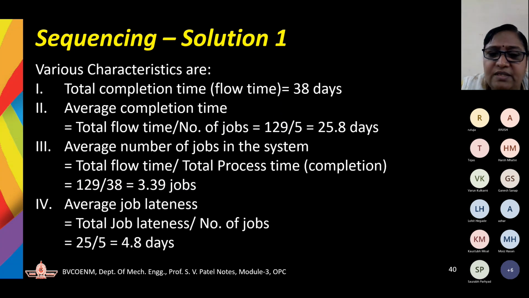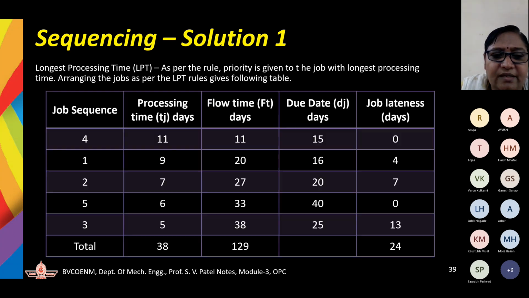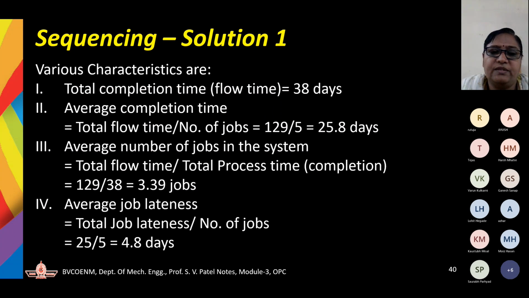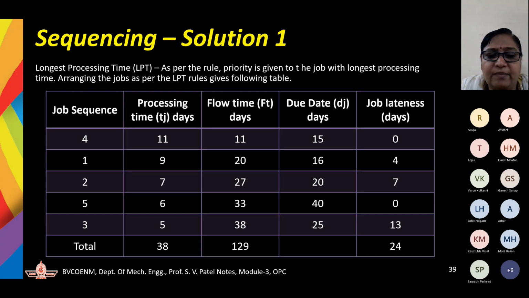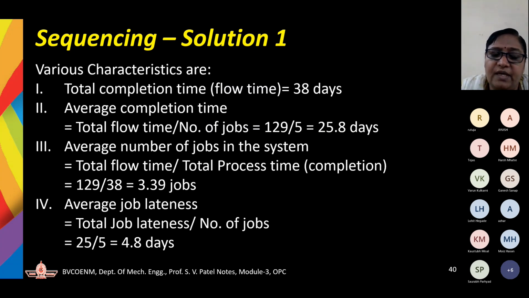Total completion time is 38 days as usual. Here average completion time is getting a little bit changed. That is 129 divided by the number of jobs, that is 5. So 25.8 days. So each and every job, according to the longest processing time priority rule, is requiring 25.8 days.